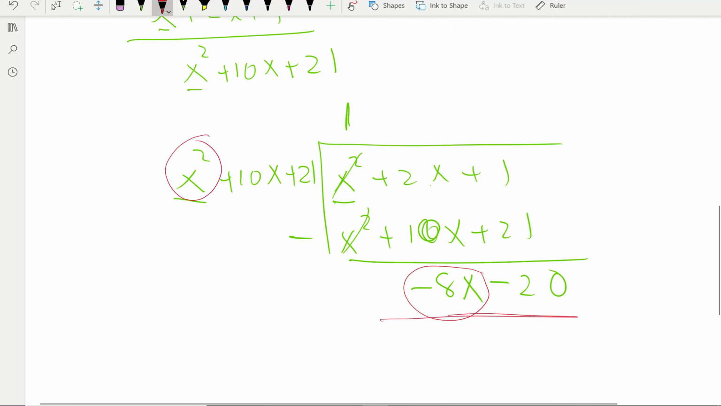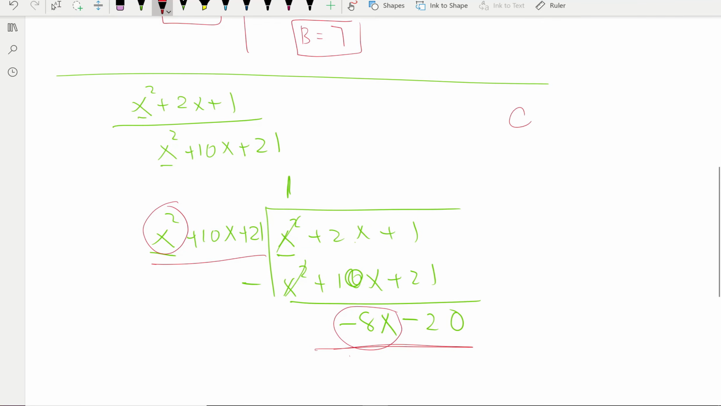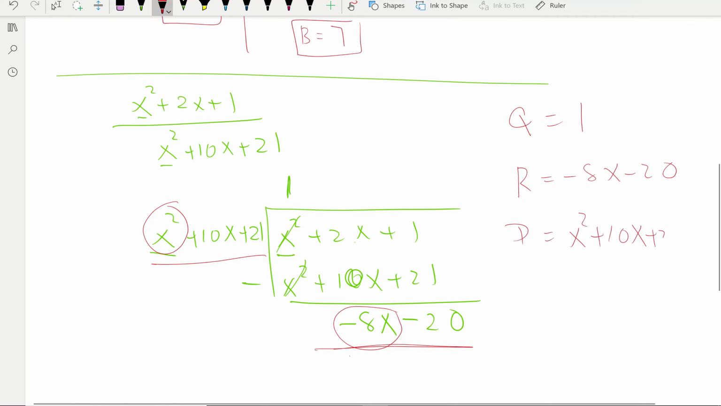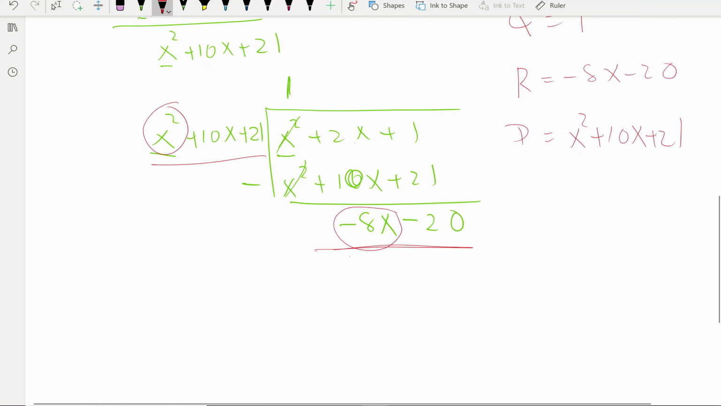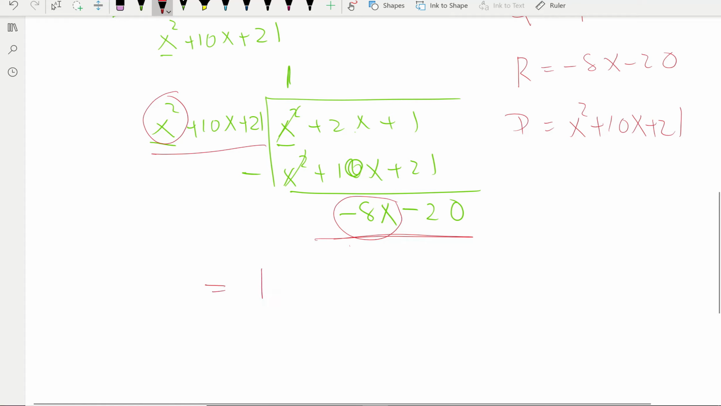Now you can see this is a smaller degree polynomial than the divisor. So we stop here. So what is the quotient? Quotient is 1, as we expected. It's a constant. And remainder is negative 8x minus 20. And the divisor is x squared plus 10x plus 21. Perfect. So let's write the initial decomposition. It's quotient plus the remainder over the divisor x squared plus 10x plus 21.